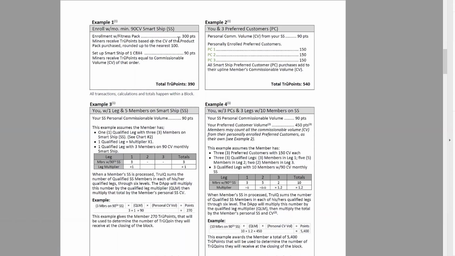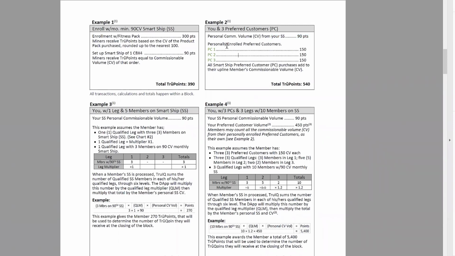Plus, when their smart chip ran that first month, they got their 90 points for their smart chip. So here's an example of somebody who earned 390 points just for being in TruIQ. Okay. Example two is if you enroll yourself in a 90 point product, you get your 90 points.